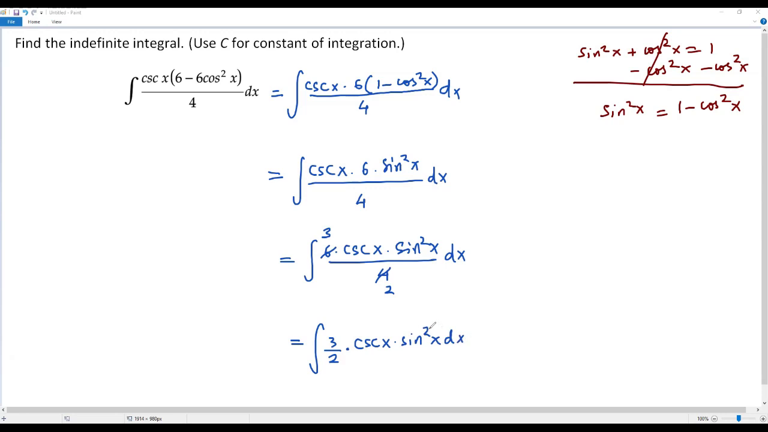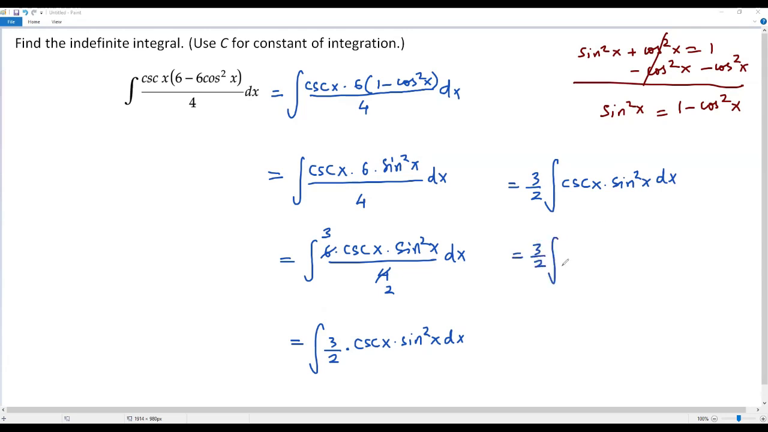Here in this integration, this is the part which contains the variable, and this complete part is multiplied by the constant 3 over 2. In integration, whenever the complete variable part is multiplied by some constant, we can move the constant out of the integration. So when I do so, I'm getting 3 over 2 times the integral of cosecant x times sine squared x dx. Now let me continue to the next step.